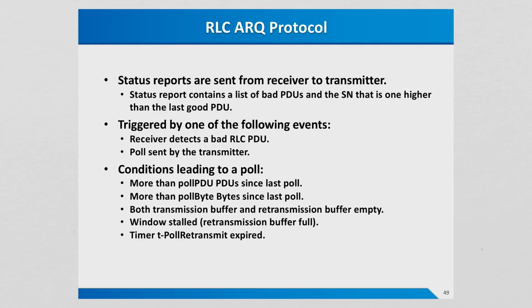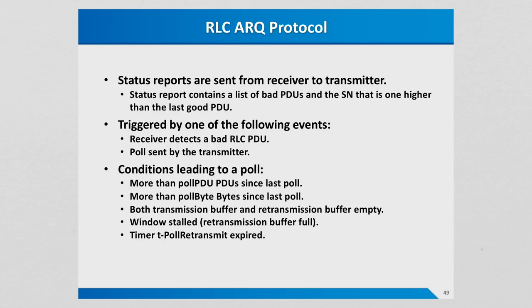So how does the RLC ARQ protocol work? Well, it works on the basis of status reports. So status reports are sent periodically from the receiver to the transmitter. What's in the status report? Well, it has a list of the bad packets, or PDUs, and the sequence number that is one higher than the last good PDU. And so certain events can trigger a status report. Whenever the receiver detects a bad packet or PDU, it'll trigger a status report, or upon polling. So the transmitter could send a poll and say, hey, have you received everything? And then the receiver will reply back with a status report.